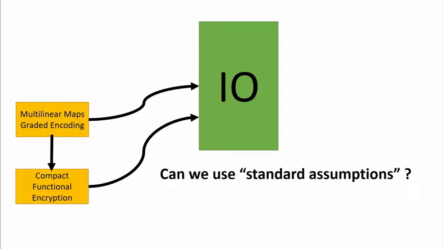So again, the question is, can we use quote-unquote standard assumptions, things that, it's not a formal statement, but things that when we see, we know it. For example, LWE might be a very good assumption to use to build iO if we can eventually. So what is known about this question?